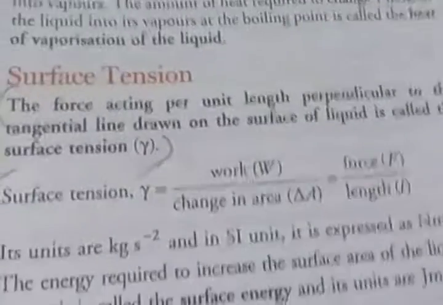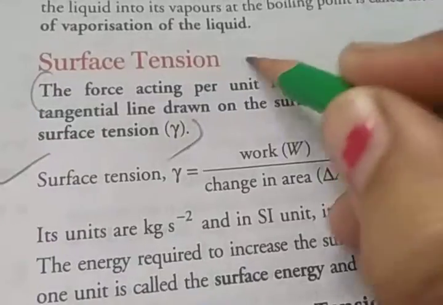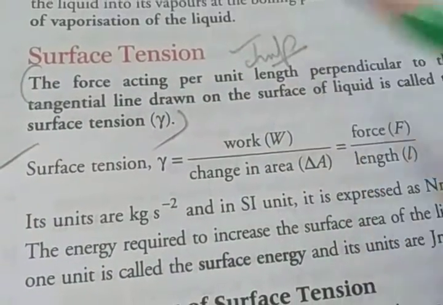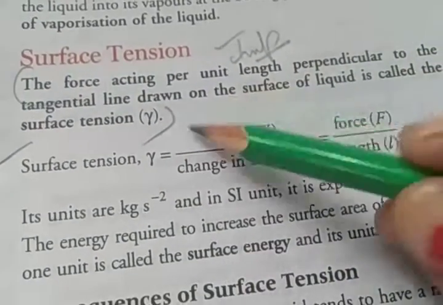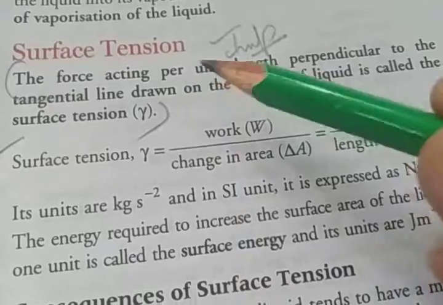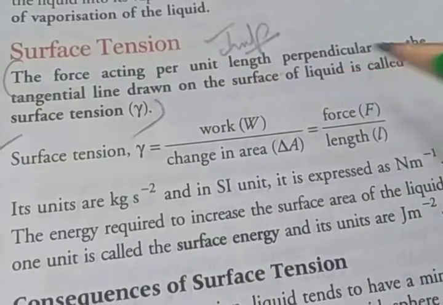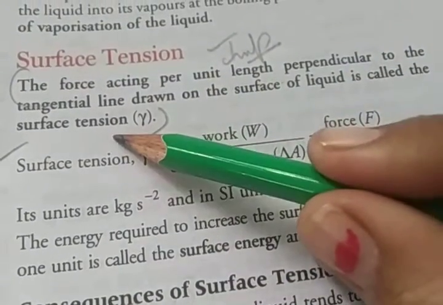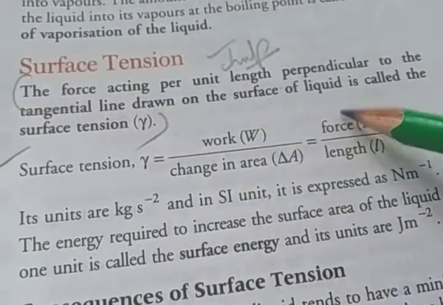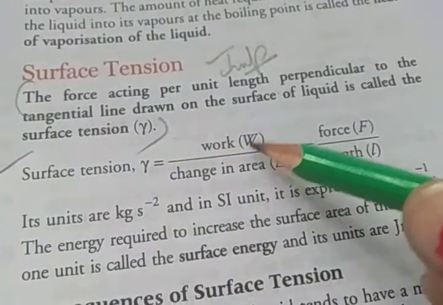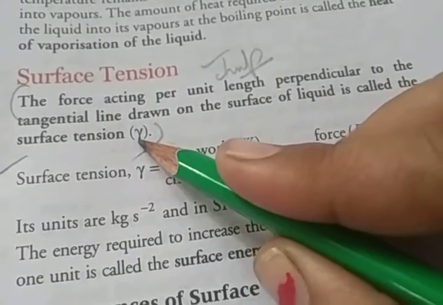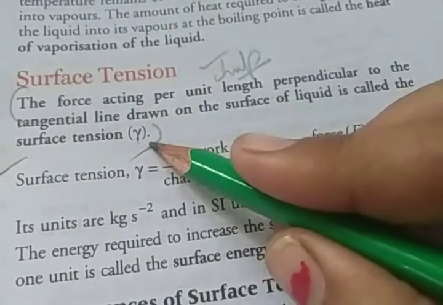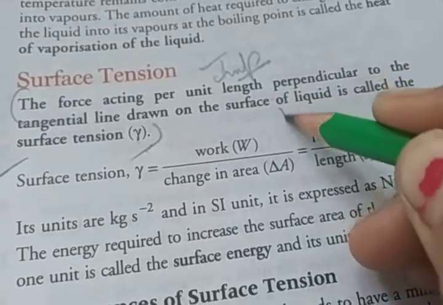Next term is surface tension. It is very important because it is a new term for you, and it came most often in the board exams. What is surface tension? The force acting per unit length perpendicular to a tangential line drawn on the surface of the liquid is called surface tension, denoted by gamma. We have to write it this way.